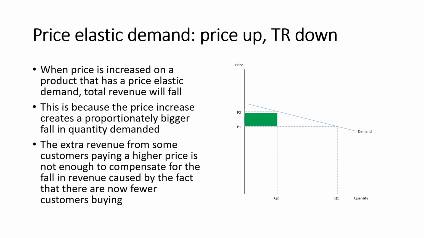Yeah, you put your price up. Some of your customers accept the price increase, so you'll generate a bit of extra revenue from them. But that won't be enough to compensate for the fall in revenue that results from the fact that a large number of your customers rejected your price increase and elected to stop purchasing your product. So you can see here that the net effect on revenue is negative. Total revenue will fall because the area of revenue gain from the price increase, which is the green area, is less than the area of revenue lost because a high proportion of your customers gave up on you and purchased something else instead.